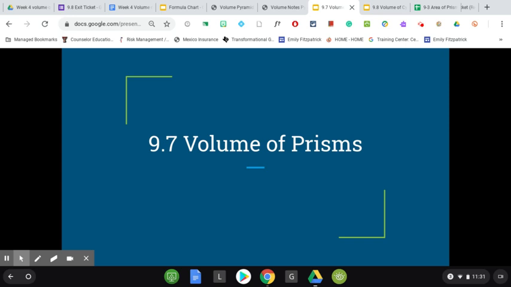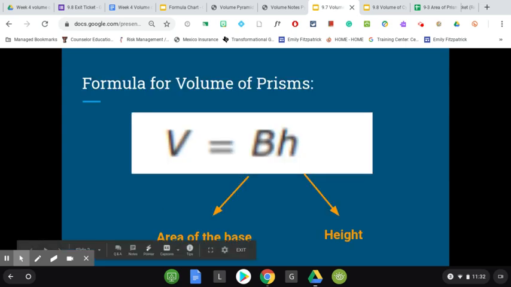Today we have 9.7, volume of prisms. So we did surface area last week, or the past 2 weeks. This week we're doing volume of prisms. So let's go ahead and start. Remember, you can pause the video at any time, rewind it, whatever you need to do if I go too fast. Okay, here's the first slide.